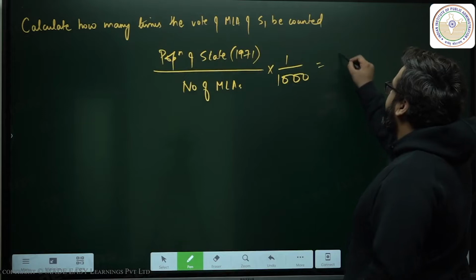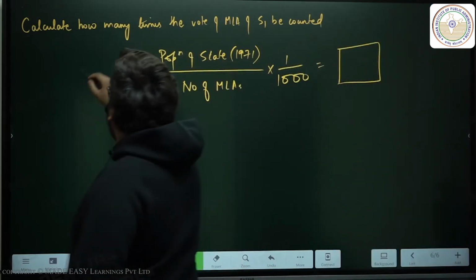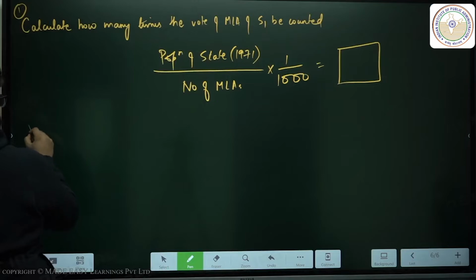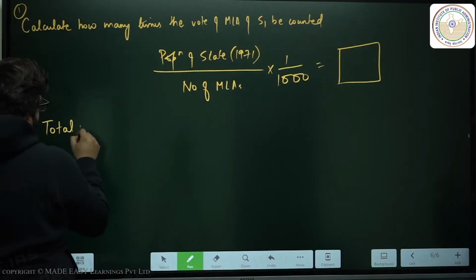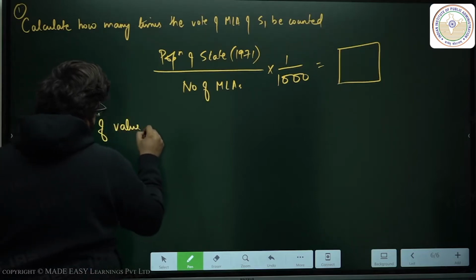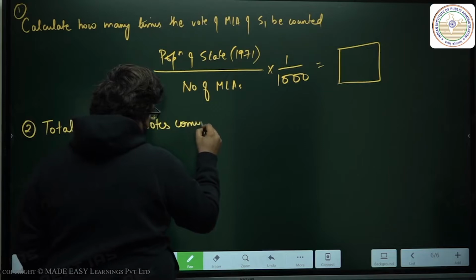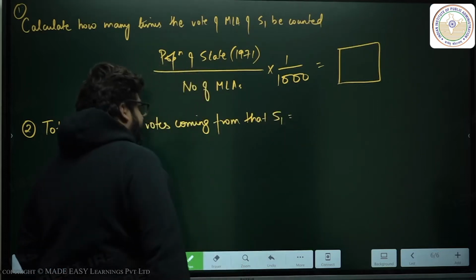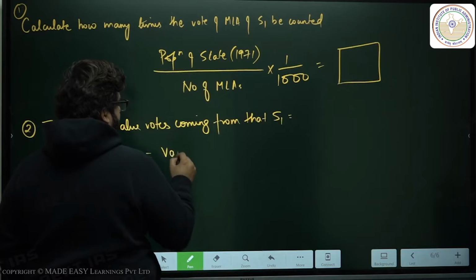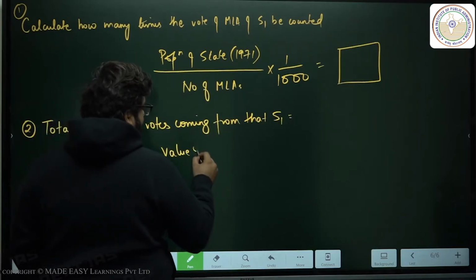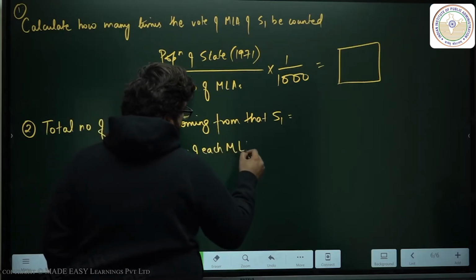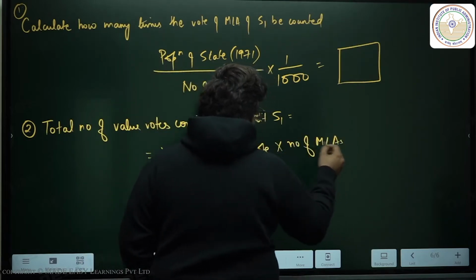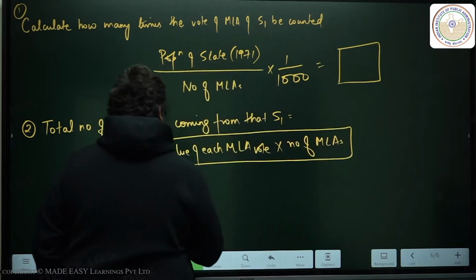Okay, once we get this number, now that we know how many times the vote of each MLA of that state 1 will be counted, then we will want to know the total number of value votes coming from that specific state 1, which is nothing but one apple into number of apples: the value of each MLA's vote into number of MLAs. ठीक है.